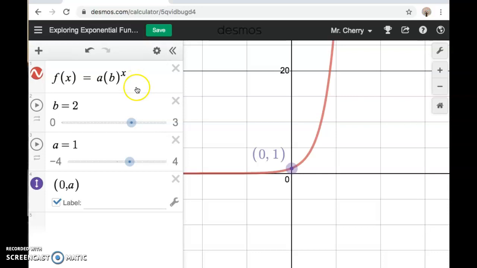All right, ladies and gentlemen, this has been our introduction to exponential functions of the form f of x equals a times b to the x power.